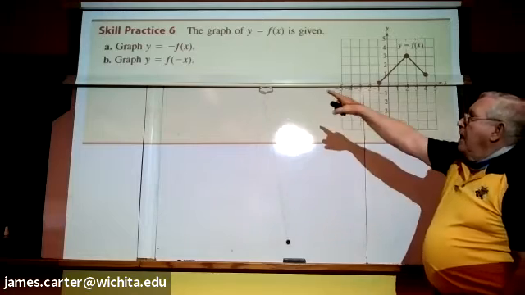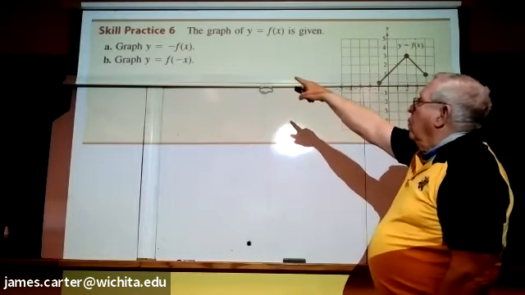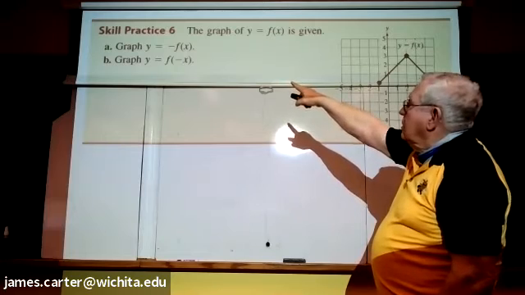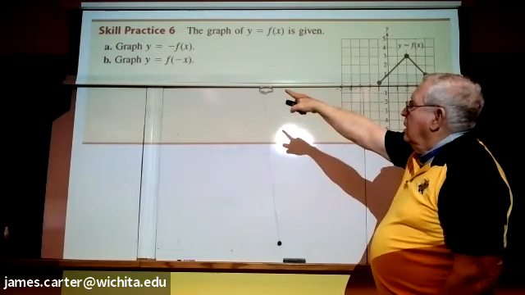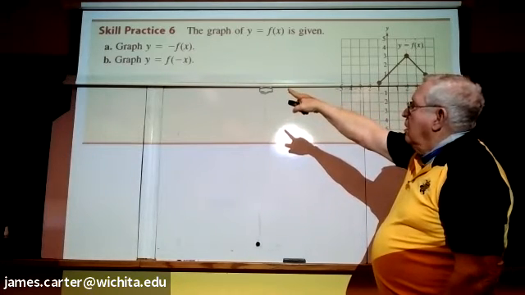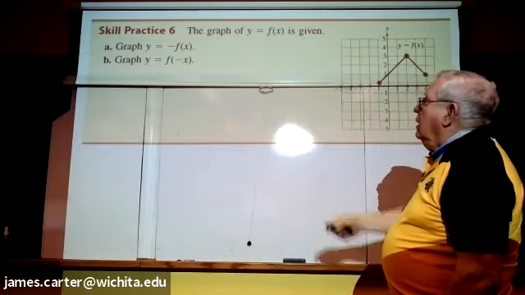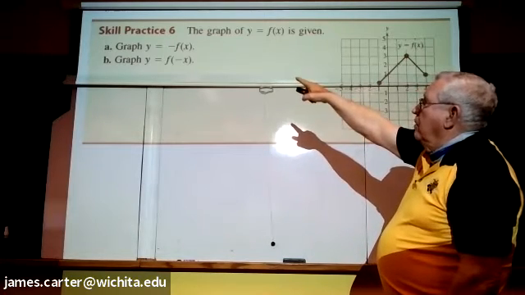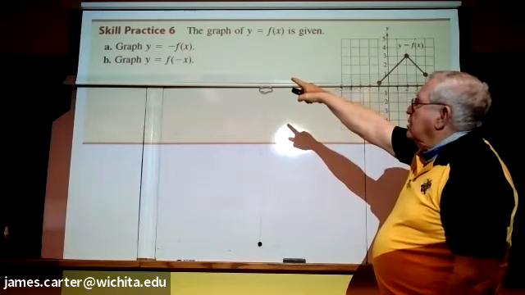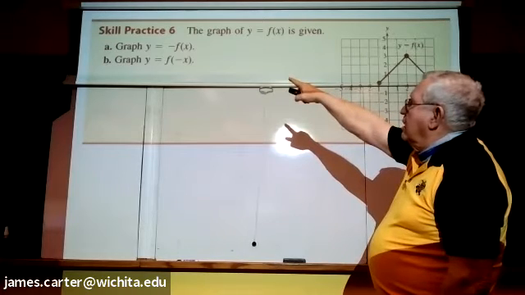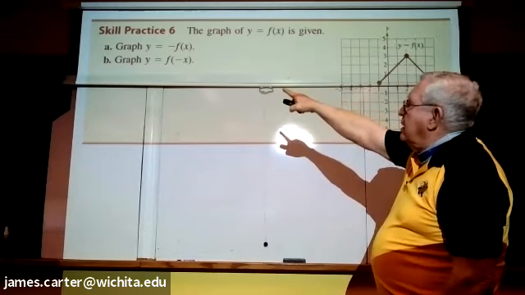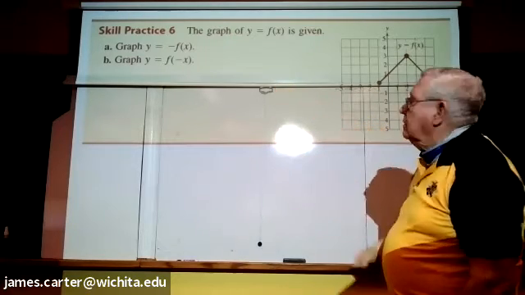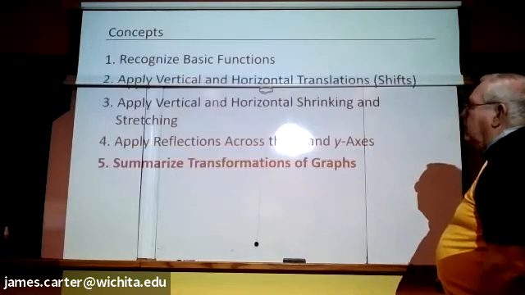Okay, what does A do? It's going to flip it across the x-axis. What is B going to do? It's going to flip it across the y-axis. What is A going to do? It's going to change all of the positive y's to negative y's, and all of the negative y's to positive y's. What is B going to do? It's going to change the signs of the x's.